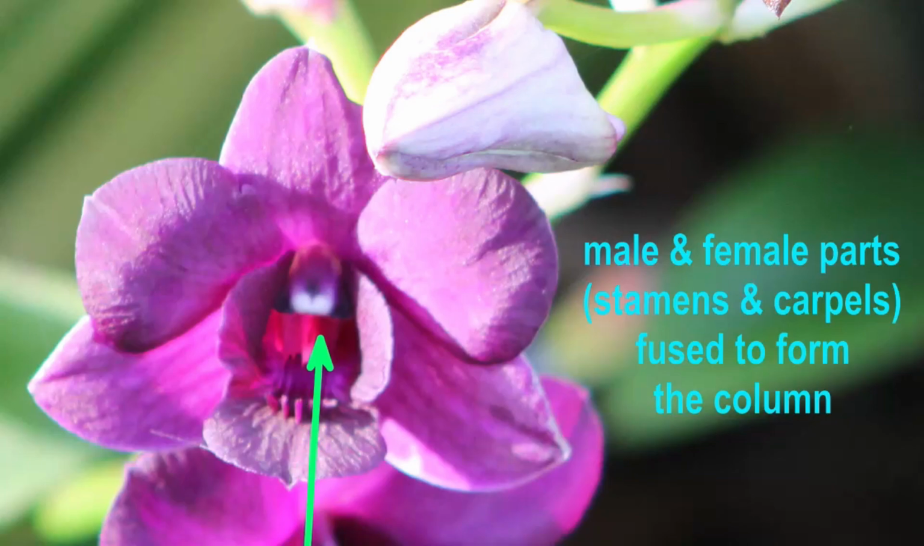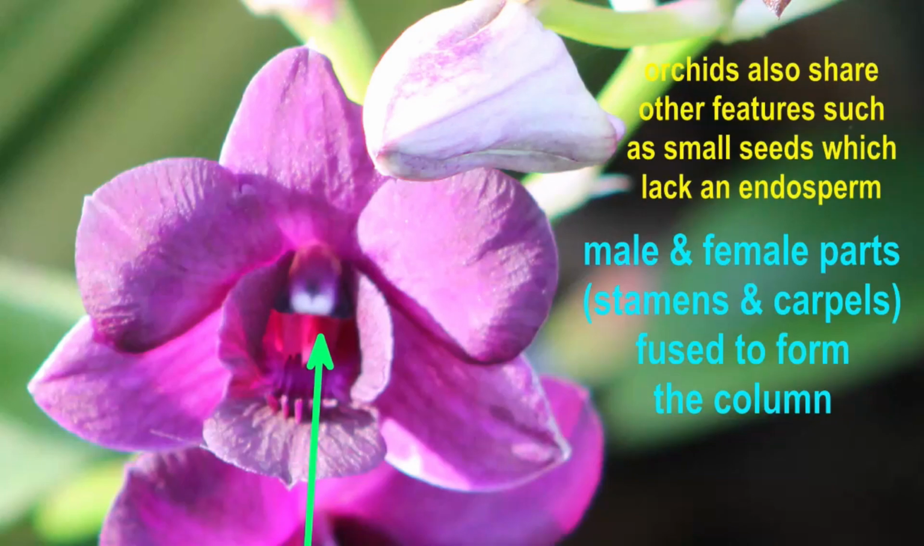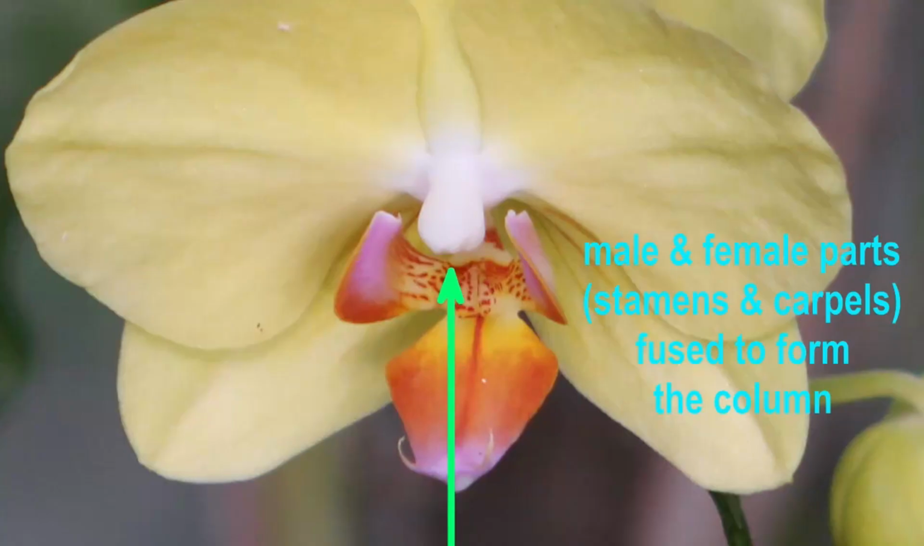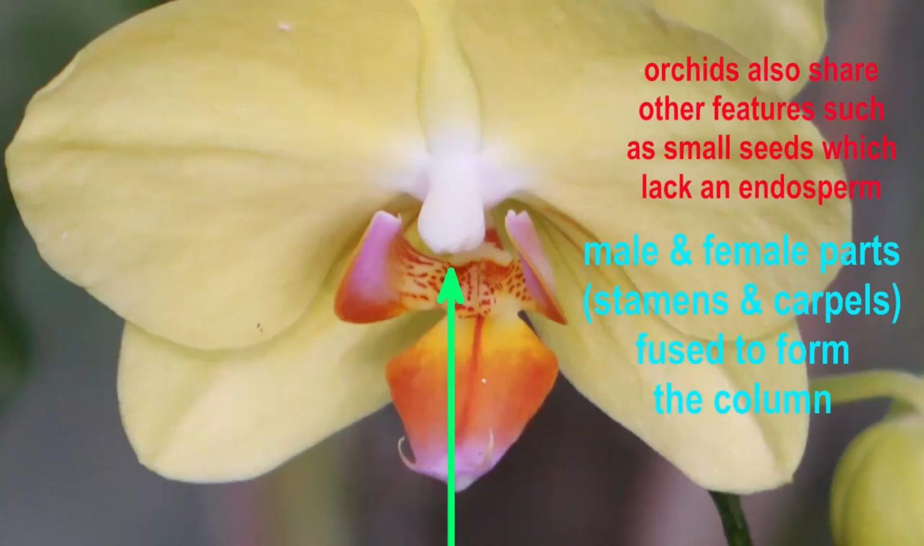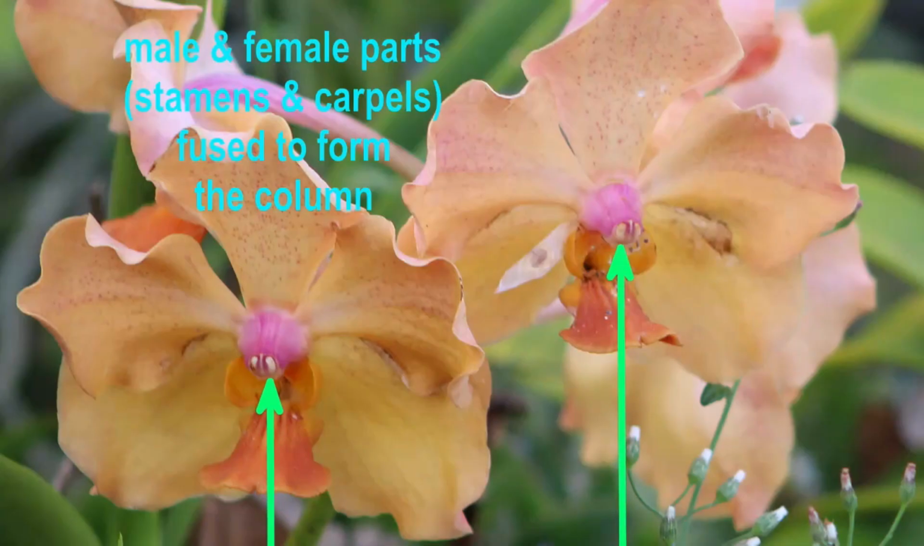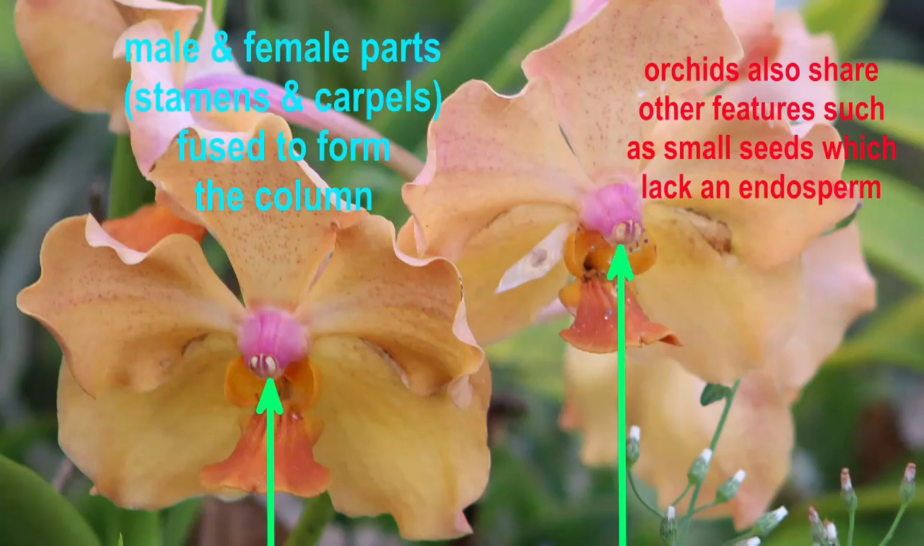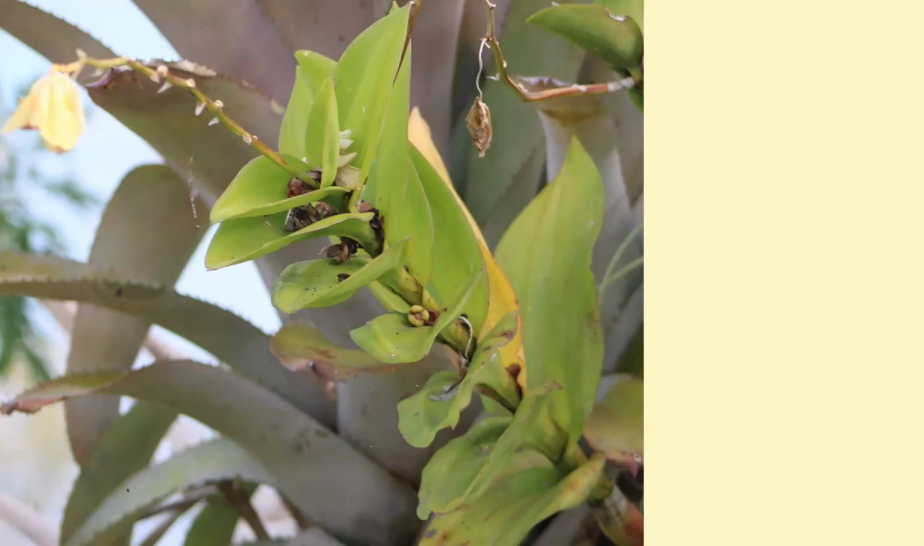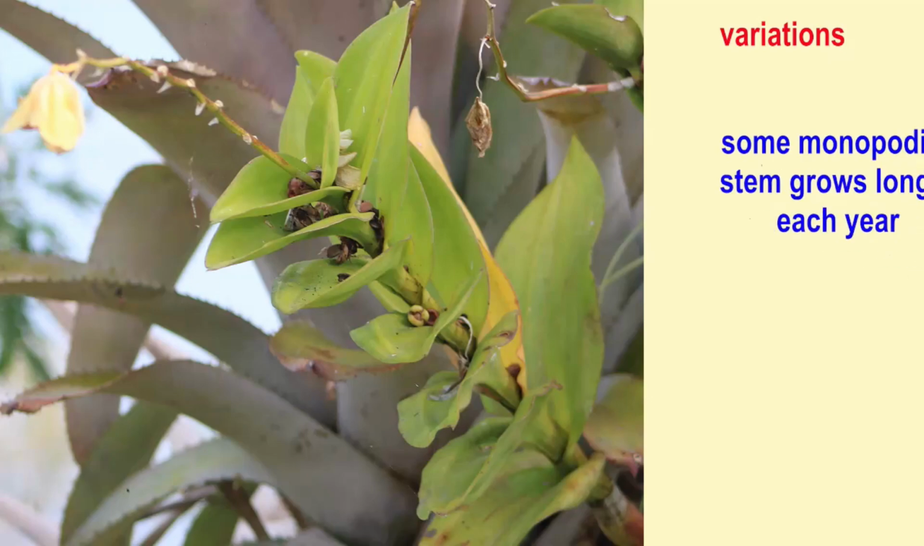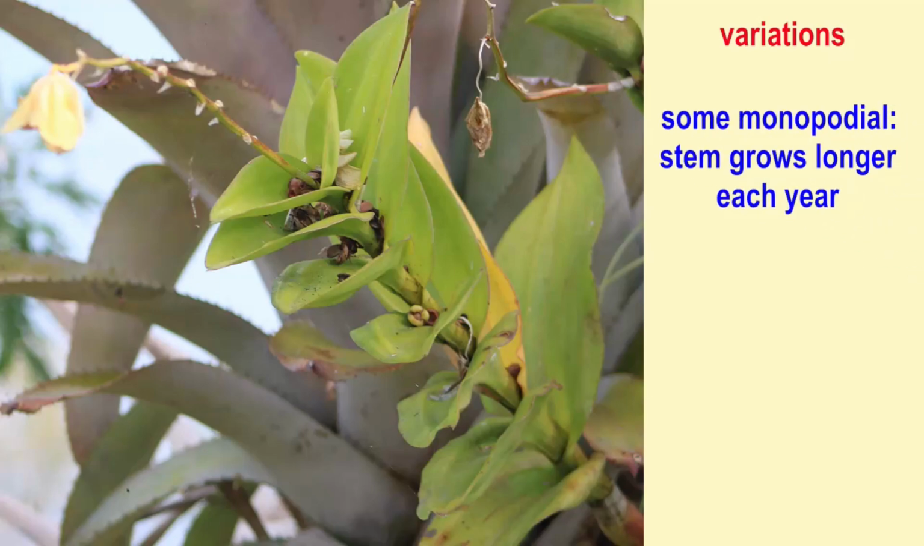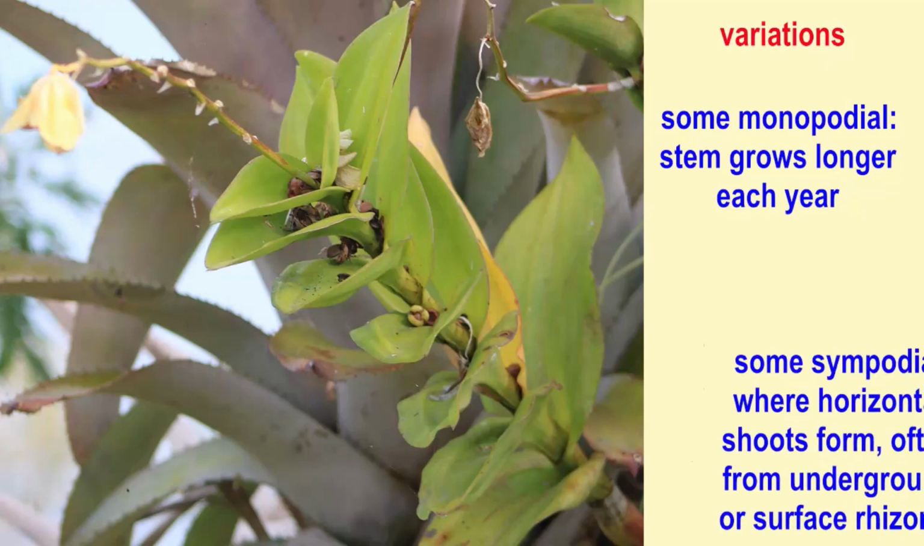There are also other features which define the orchids. In the flowers, the male and female parts are fused to form a structure known as the column, and the seeds are typically very small, lacking an endosperm. Given the vast number of species, it is not surprising that some orchids vary compared to others. So for example, they can vary in how they grow.